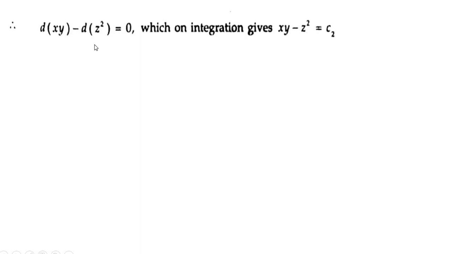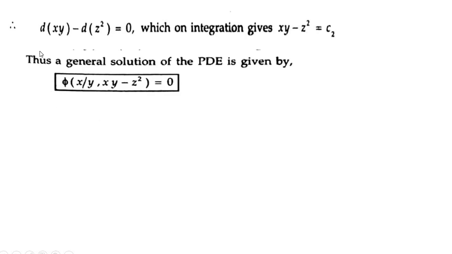Similarly, you have to integrate this with respect to z here. So differentiation and integration will get cancelled and you get xy minus z square equal to c2. Since you are integrating, you should have an integral constant. So xy minus z square equal to c2 is your final answer. So write it as the general solution. So this will be your general solution. Now we'll move on to the next problem.